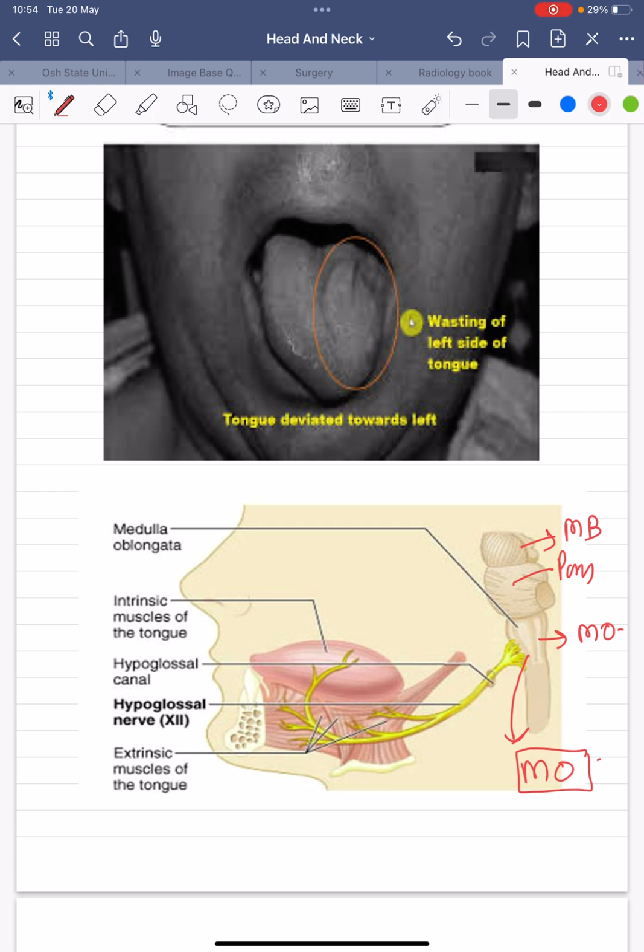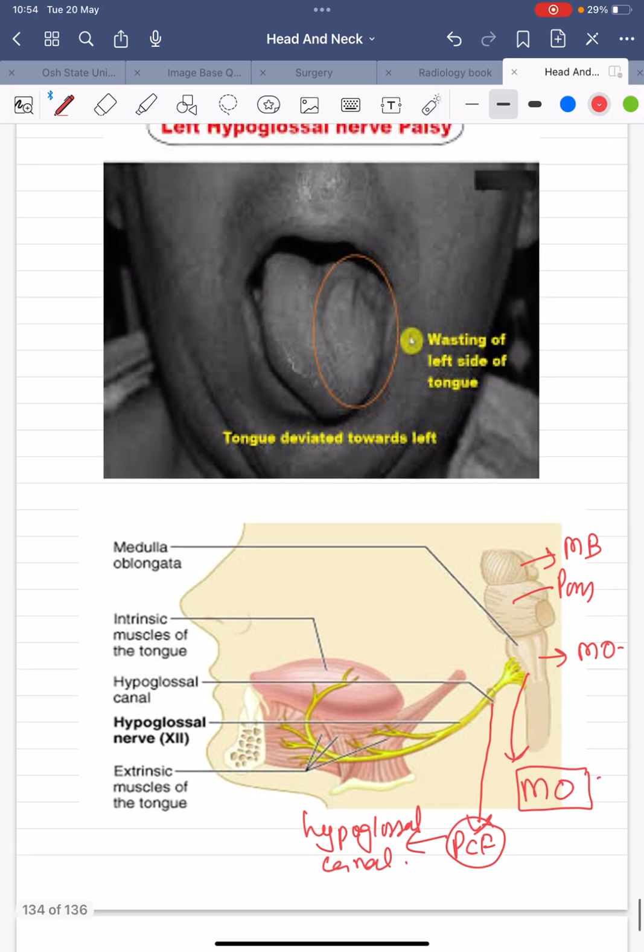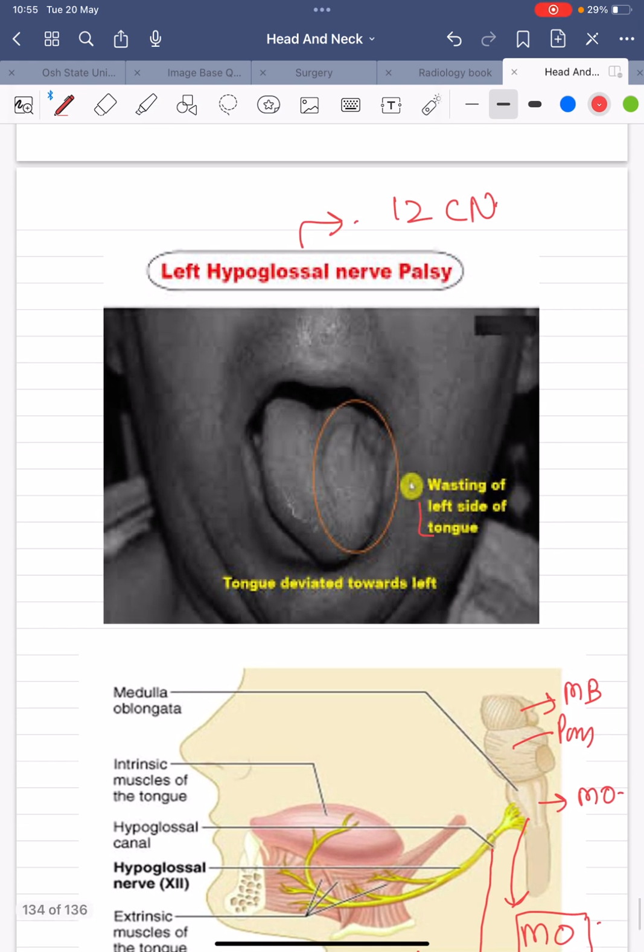And now the nerve fibers of the 12th cranial nerve are passing through this canal which is present in the posterior cranial fossa. This is your hypoglossal canal. Okay, and now it is innervating the intrinsic and extrinsic muscles of the tongue. Now please remember, whenever there is any lesion of the hypoglossal nerve, the tongue will be deviated to the same side of the lesion. Okay, same side of the lesion.